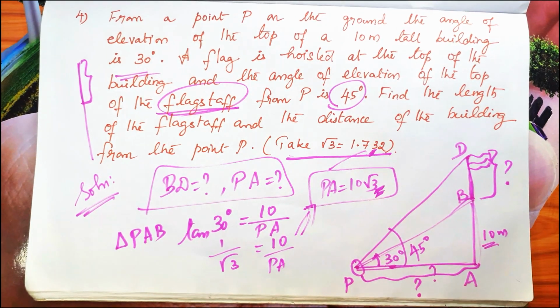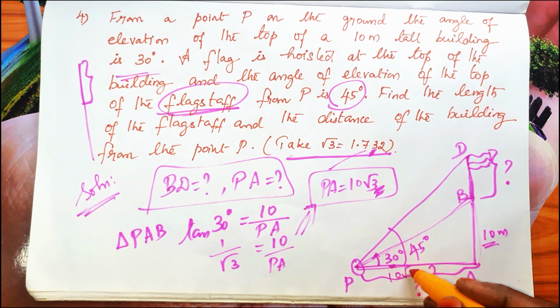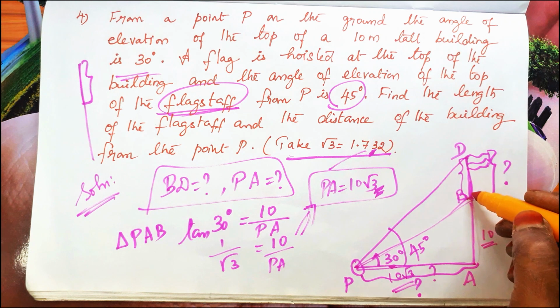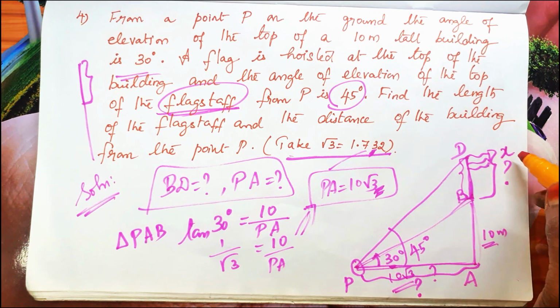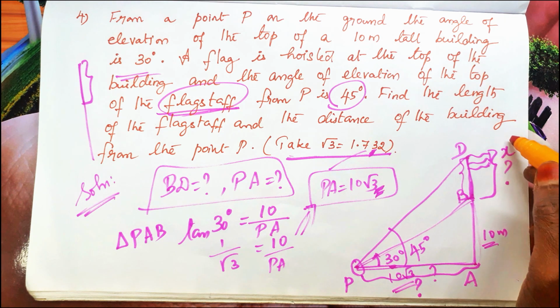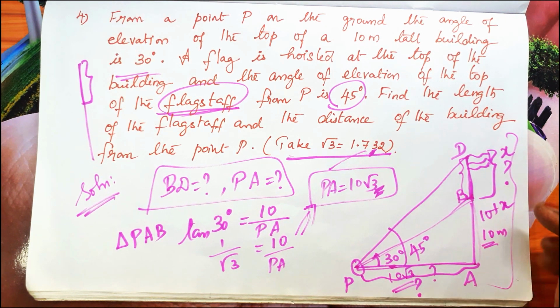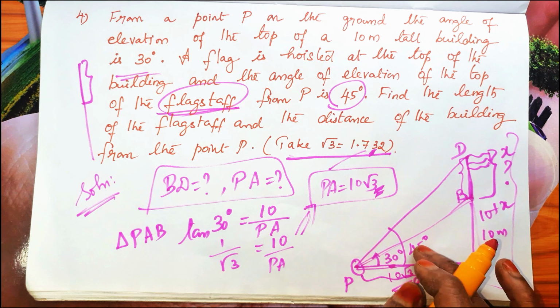So we got PA is equal to 10 root 3. Finally, we will multiply root 3 as 1.732. So we got the adjacent side as 10 root 3. This one we know. Now we are going to find this distance alone. For that, if I take the unknown distance as x, combining these two together, the whole distance is 10 plus x. So now this is the opposite side. The adjacent side we already got. The whole angle is 45 degrees.